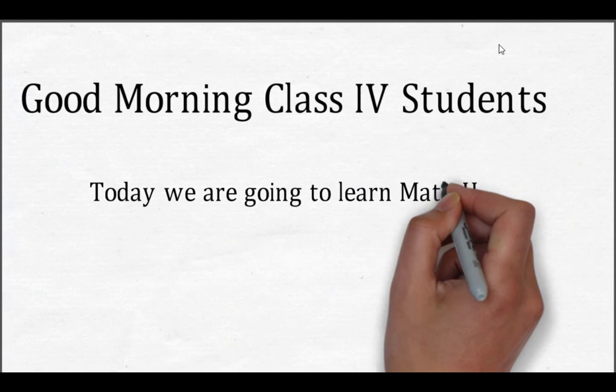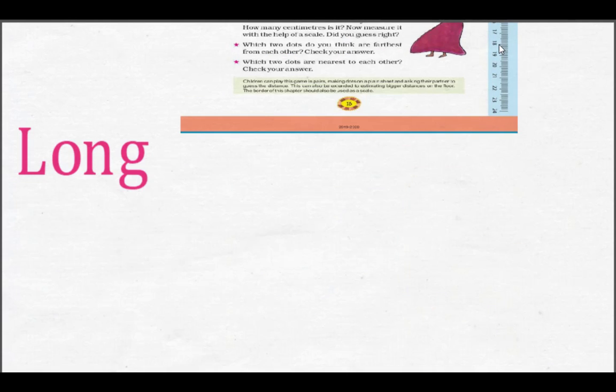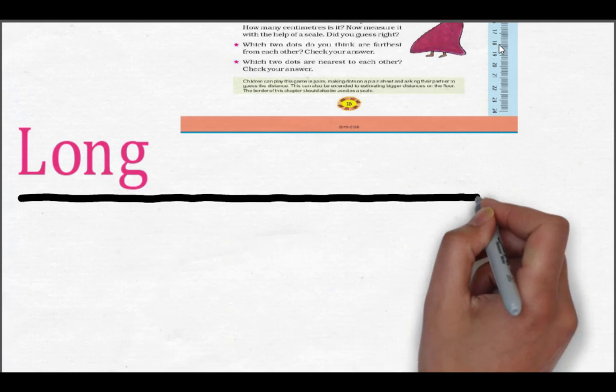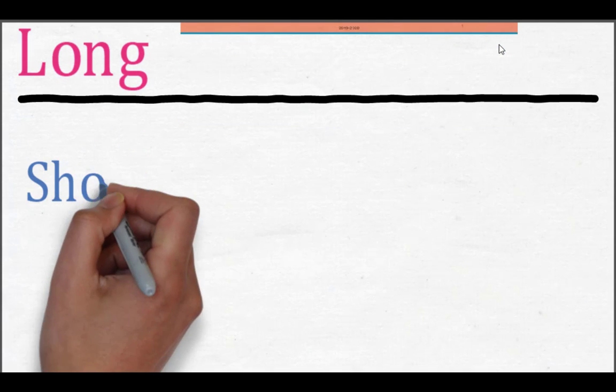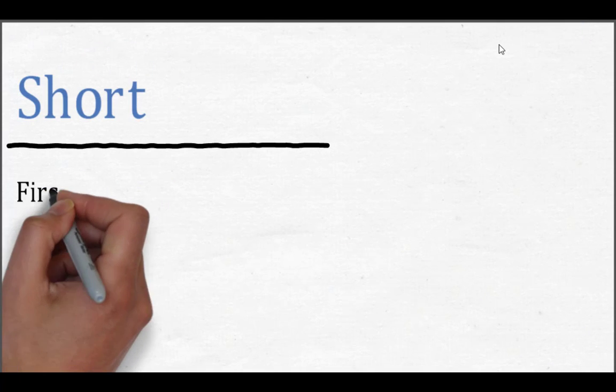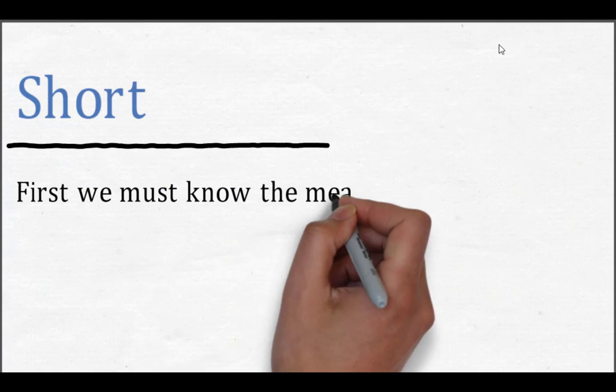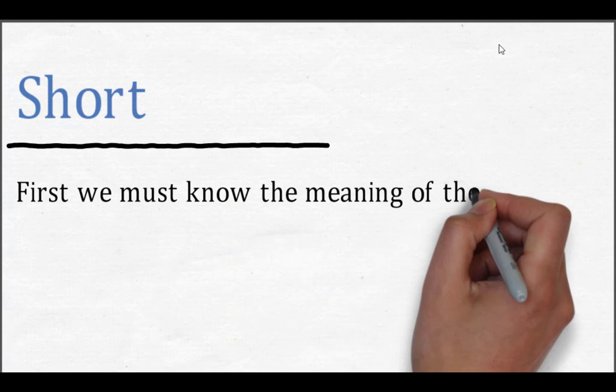Today we are going to learn mathematics, unit 2, that is long and short. Okay, what is the meaning of long? Long is something that is long, very simple. Short is something that is short. Okay, but we are going to study further. In order to study further, we must know the meaning of the following.